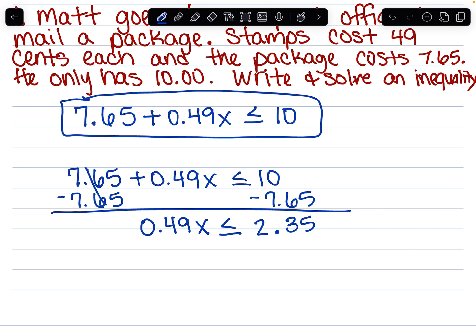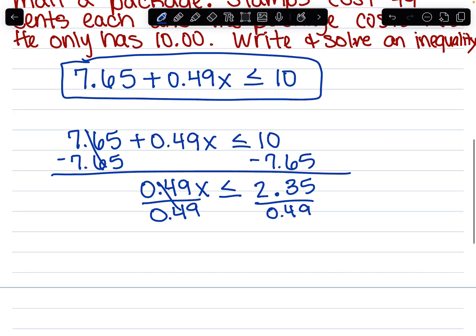Yep, I should have had more than one person saying that. We got to know our last step, you guys. Almost every time is to divide. Okay, somebody in your calculator do 2.35 divided by 0.49. Now, did I divide both sides by a negative? No. So do I need to change my inequality? No. Stays the same. So x needs to be less than or equal to what?